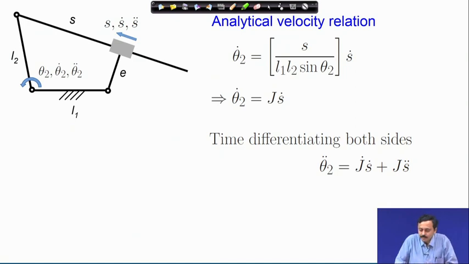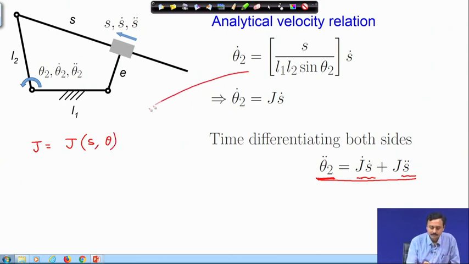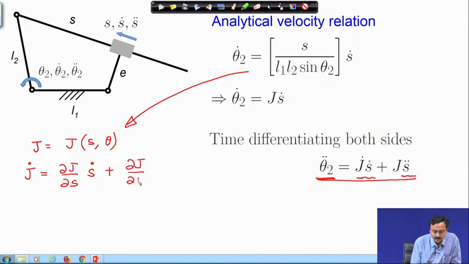So, if you differentiate with respect to time both sides of this velocity relation, you will obtain this acceleration relation. So, on the left I have the acceleration at the output, and on the right I have a term where I have the time derivative of the Jacobian and the rate of expansion of the actuator, and a term which involves the acceleration of expansion of the actuator. Now, once again this Jacobian is a function of s and theta. Therefore, the time derivative of Jacobian can be obtained easily using chain rule. So, del J del s times s dot plus del J del theta times theta dot.